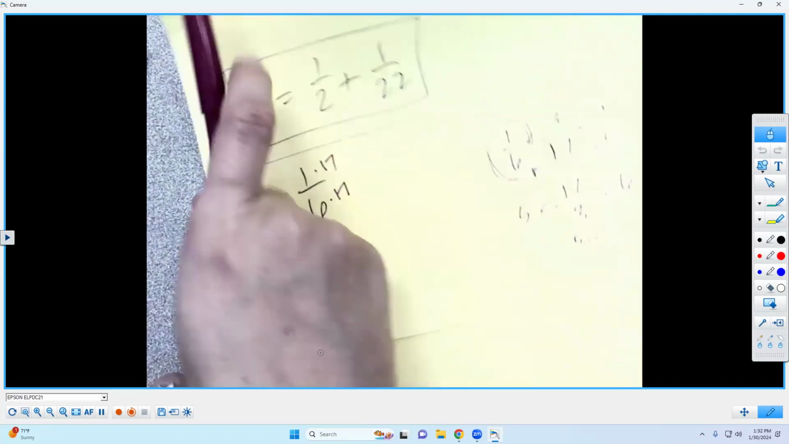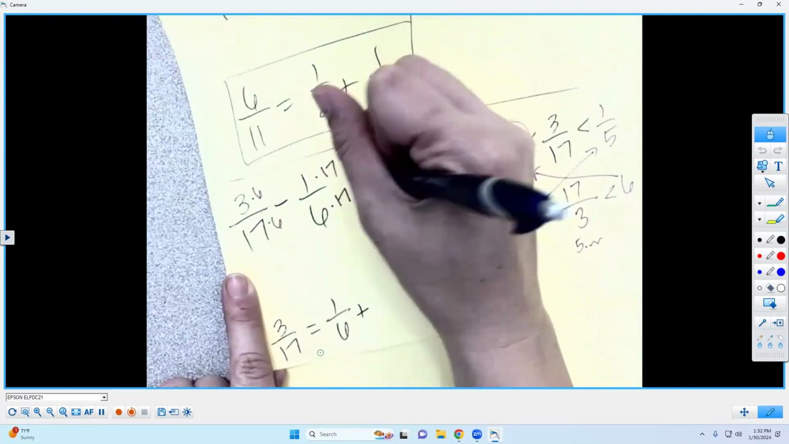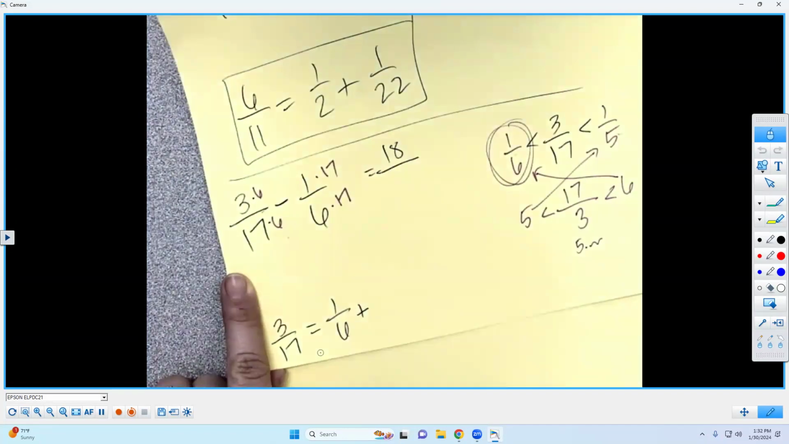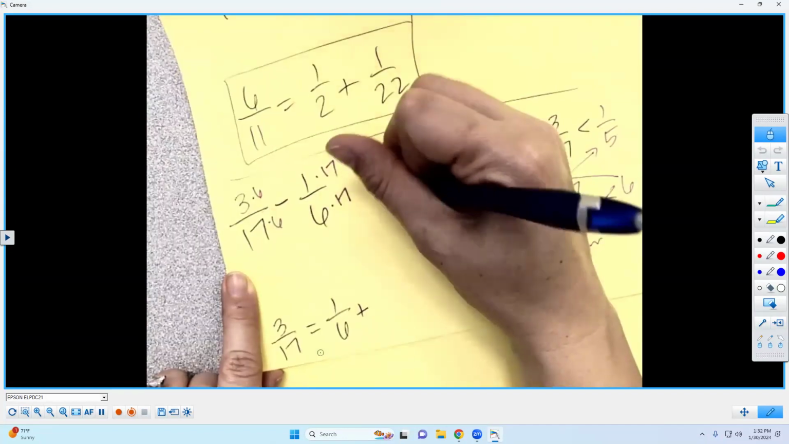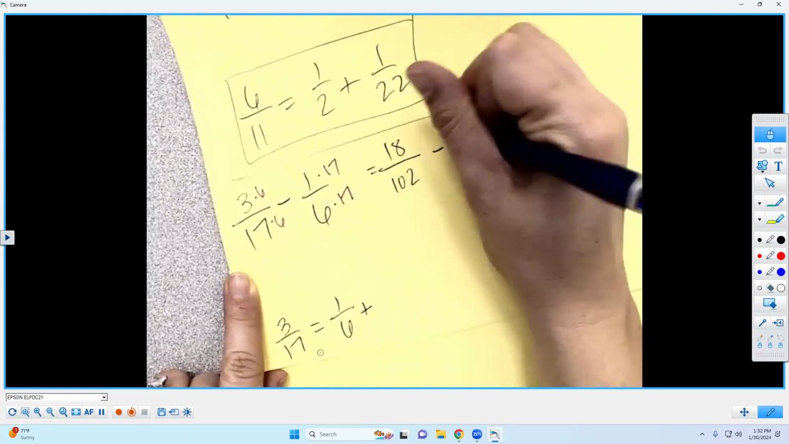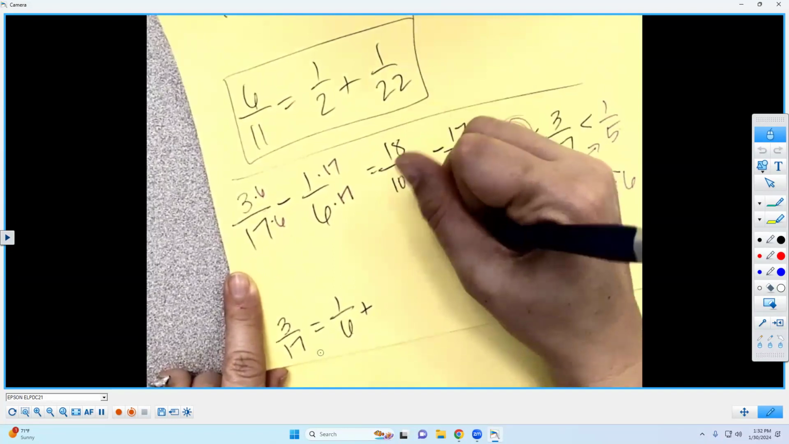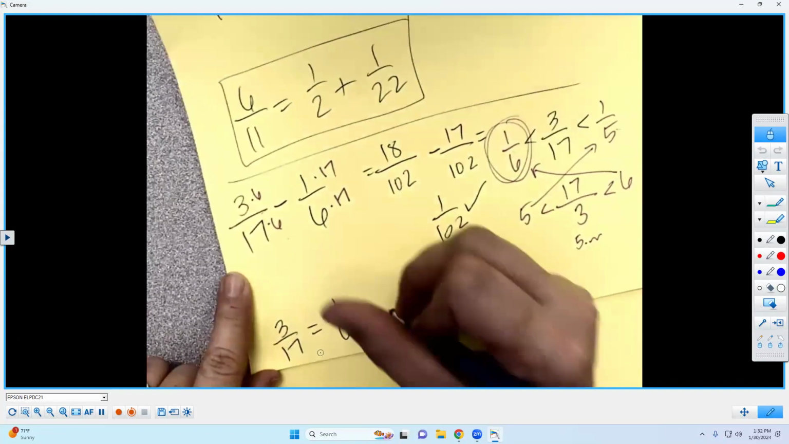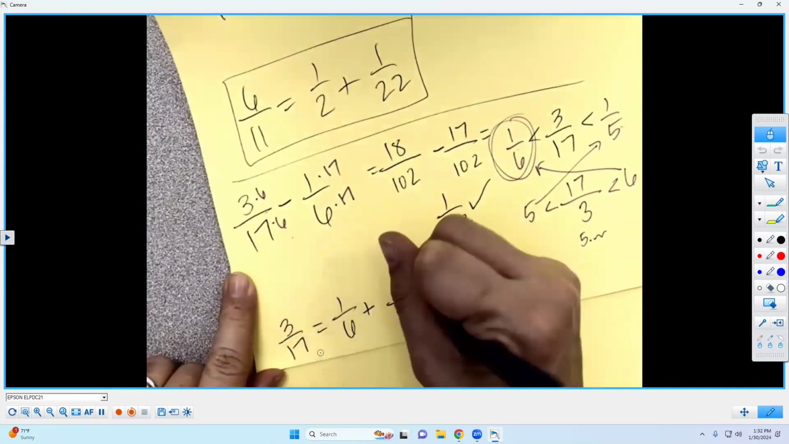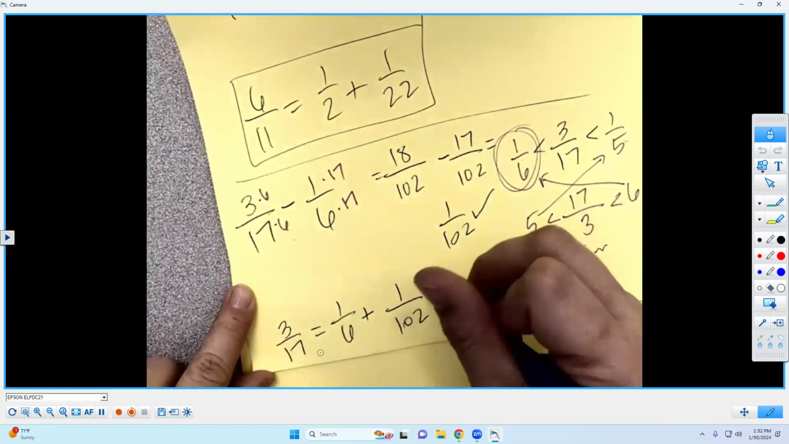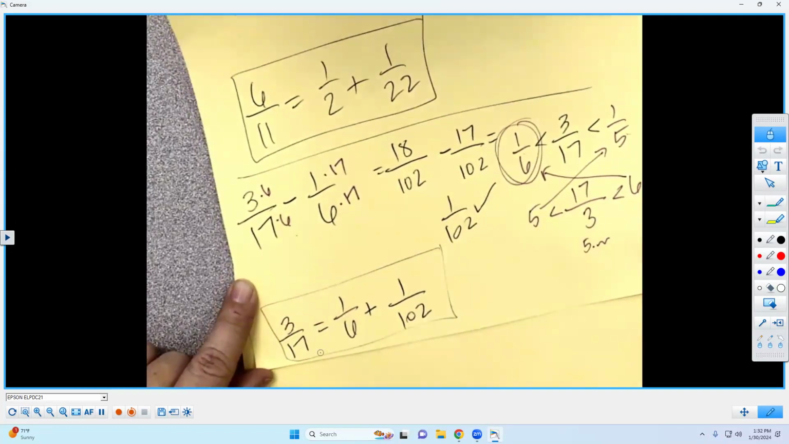I'm going to get a common denominator, and I get 18/6 times 17, 102, minus 17/102. And the leftover would be 1/102, which is a unit fraction. So my answer is 1/6 plus 1/102.